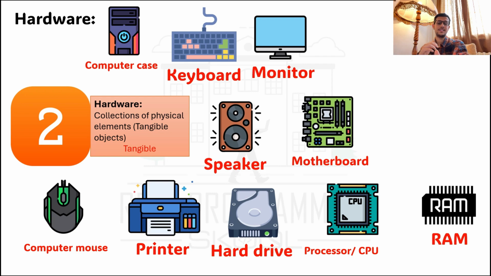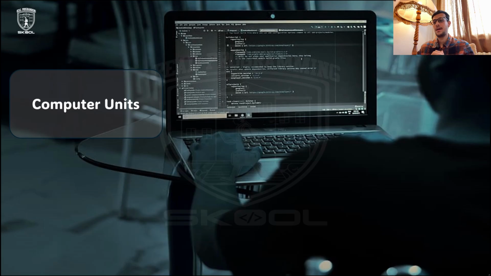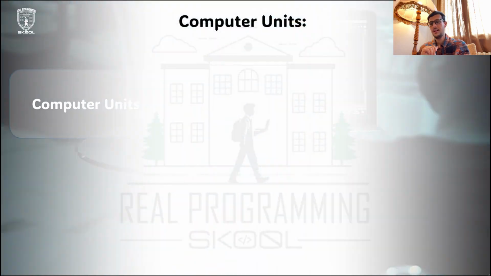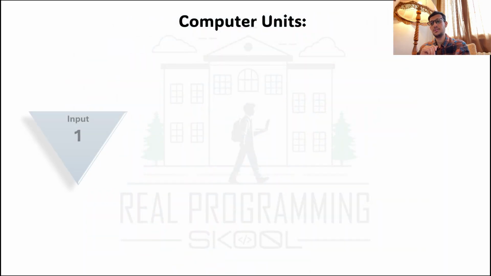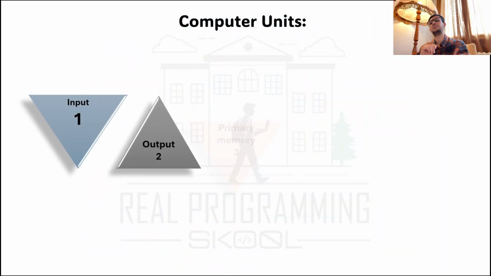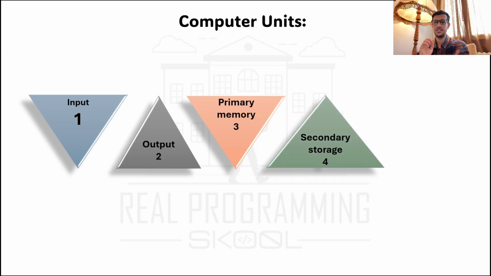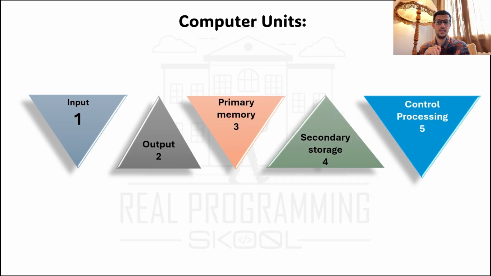So now let's take the computer units. A computer has some units. A computer has 5 units. First one, input. Second one, output. Third one, primary memory. Fourth one, secondary storage. And fifth one, control processing. We'll explain them now one by one, step by step. Let's start with the input.